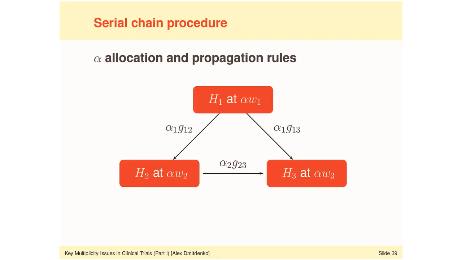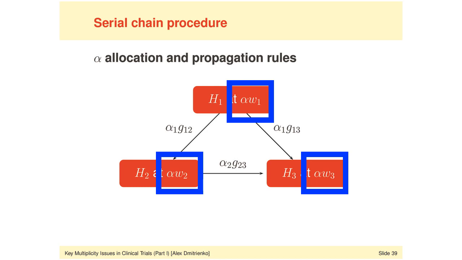When we apply the alpha allocation rule, we simply assign the initial alpha levels to the three null hypotheses in our multiplicity problem. As you can see on this diagram, those hypotheses are represented by the three orange boxes, and within each box we see the hypothesis label and also the initial alpha level, or significance level, at which it will be tested by the chain procedure. Specifically, the significance level assigned to H1 is equal to alpha times W1. For H2, it's alpha times W2. And finally, for H3, it's alpha times W3.